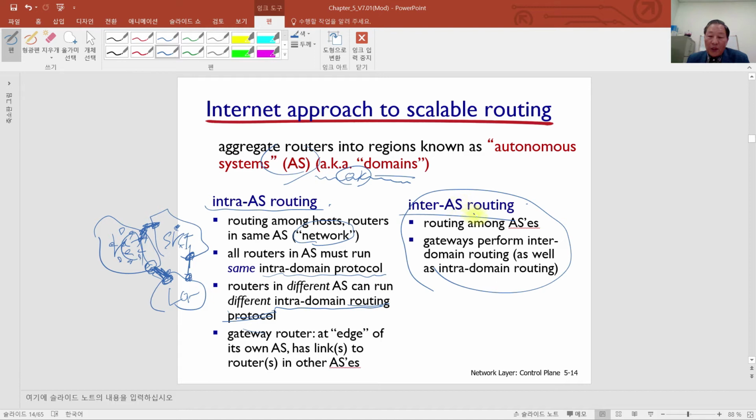Here, inter-AS routing. Routing among autonomous systems: gateways perform inter-domain routing as well as intra-domain routing. Let's focus on that. This one can take care of the internal routing protocol, that is intra-AS routing protocol, inside, and also the external inter-domain routing, outside. It can take care of both of them.